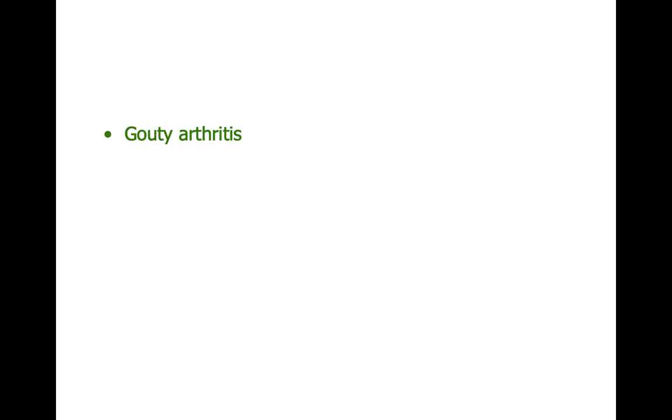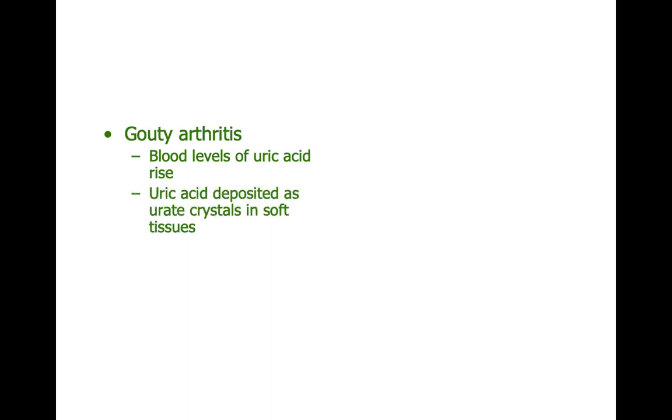Then we have gouty arthritis. Gouty arthritis is caused by blood levels of uric acid increasing. Uric acid is deposited as urate crystals in soft tissue. So if you've ever had a little pebble or a grain of sand in your shoe, you know how painful that is. Imagine that sharp piece inside of your body. It begins as transient and can become chronic.